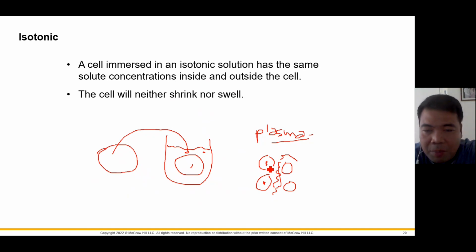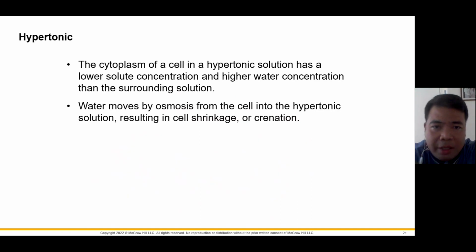Just imagine if your plasma is hypotonic. Just imagine if your plasma is replaced with distilled water. What will happen to your red blood cells? Through the process of osmosis, water will enter your red blood cells and it will swell and will rupture or burst in the process called lysis.